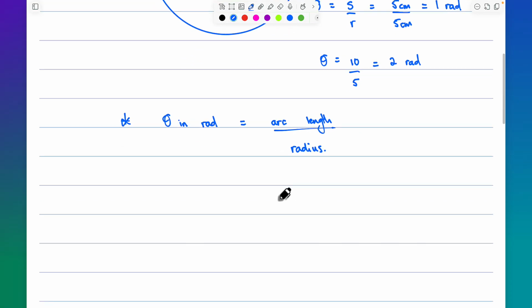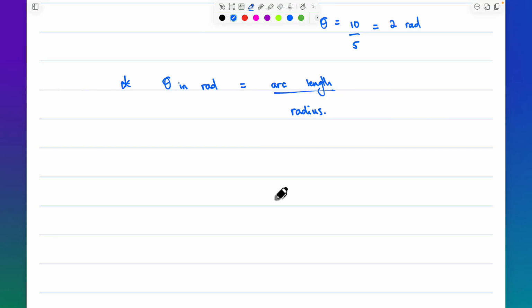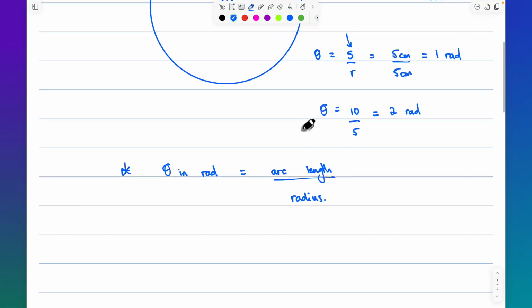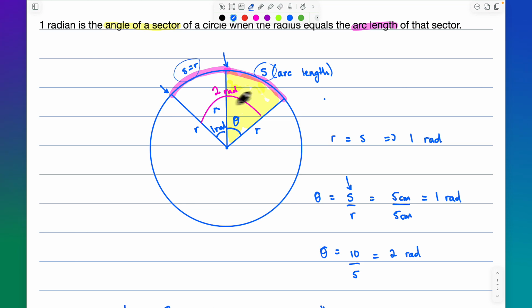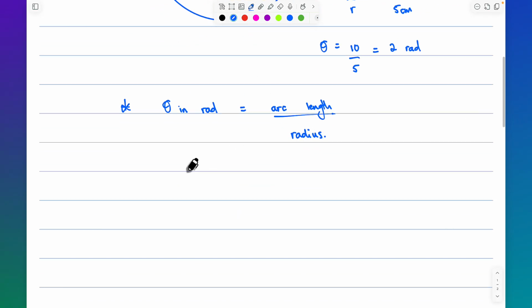Right. So one of the most important things when it comes to radians is being able to relate them to angles and degrees. That then means, we now know that 1 radian is when the radius equals your arc length, and we can simplify it based on this equation, which is theta is equal to arc length divided by the radius. So if we stick with this, then we're good to go.